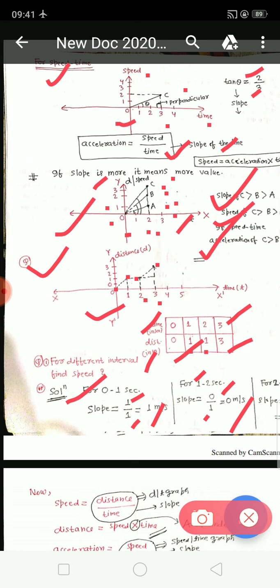For 2 to 3 seconds you can calculate it easily. The change in perpendicular value: it is 3 now, initially it was 1. So what is the change? You do not have to look along the x-axis, you have to see the change in this time interval only. So 3 minus 1 equal to 2, and the time taken is a 1 second interval, from 2 to 3 seconds. So the perpendicular change is 2 and the time is 1, so 2 upon 1 is 2, so the speed will be 2 meter per second. I think it's clear.